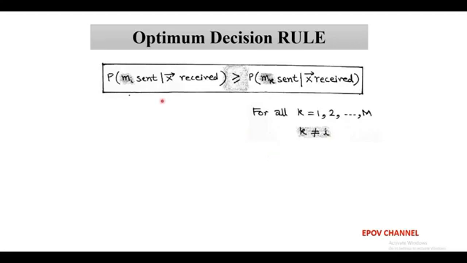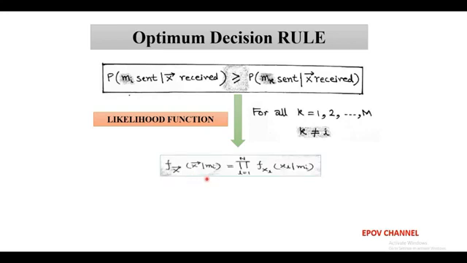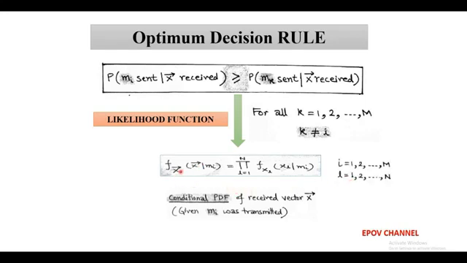Also, the above decision rule can be expressed in terms of the likelihood function. So, the likelihood function is represented in terms of the conditional PDF of the received vector X given that symbol mi was transmitted, and it equals the continued product of the conditional probability density functions of its individual components, where small x vector is the sample value of the random vector capital X and small xl is a sample value of random variable capital Xl. Here l equals 1 to N and i equals 1 to capital M.